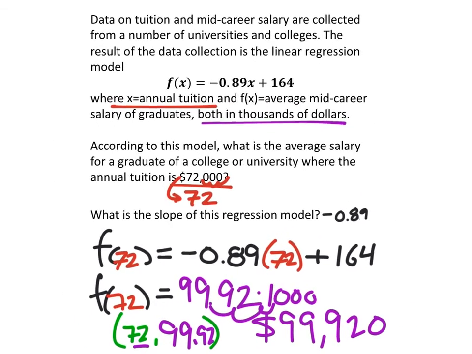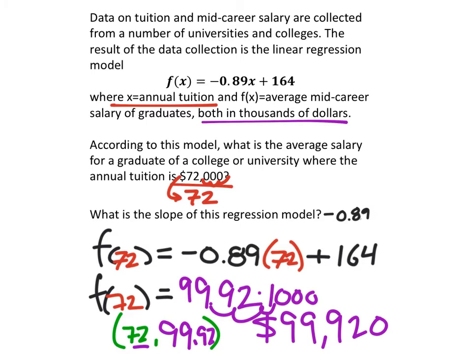Now again, does that mean that all mid-career salaries where the tuition was 72 grand, are they all going to be 99,920? No. It's just a way to say that look what we found. If you had this annual tuition, then you can expect to make mid-career this amount of money. And I hope you guys can see how manipulative that can be, because averages assume that everyone is the same, which in fact is never actually true. So be careful on those.